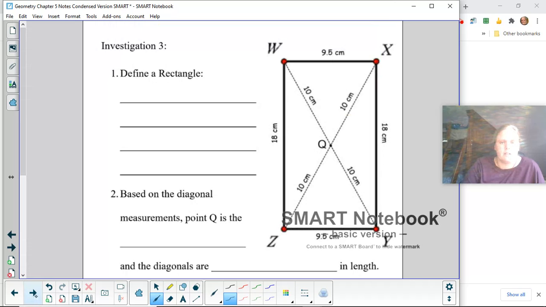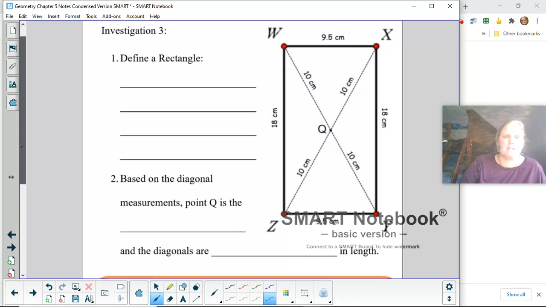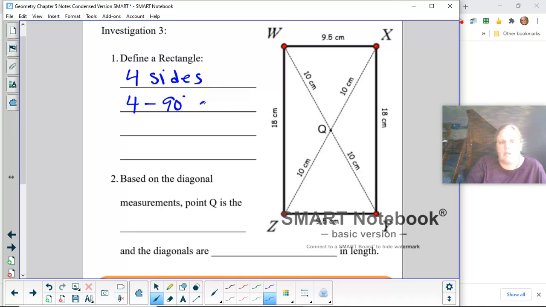Great. Whew, that was a lot. Okay, what we're going to look at next is yet another parallelogram. This one is more familiar because we've learned about this one since elementary school. This is a rectangle. Now, to be a rectangle, you need 4 sides. You need 4 90-degree angles. You need opposite sides parallel.